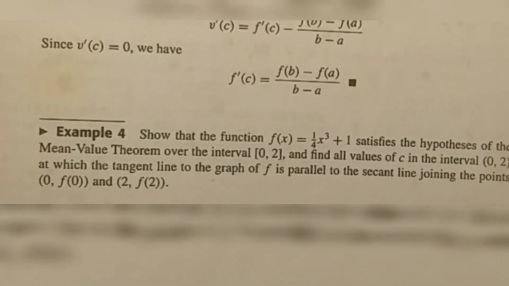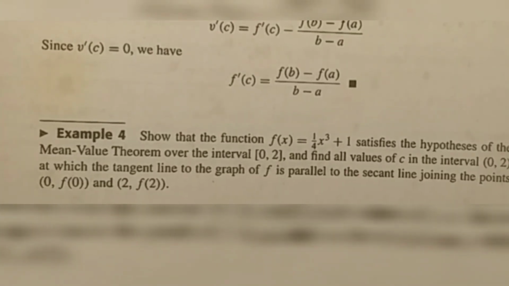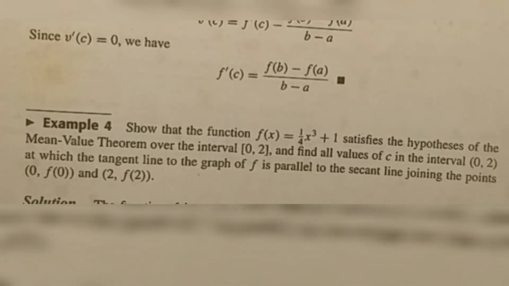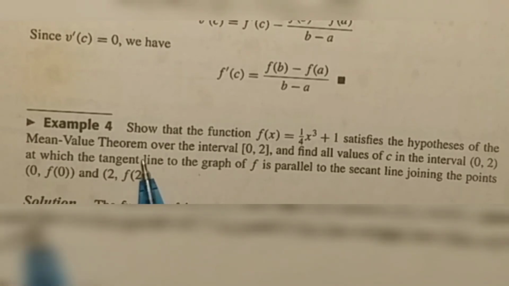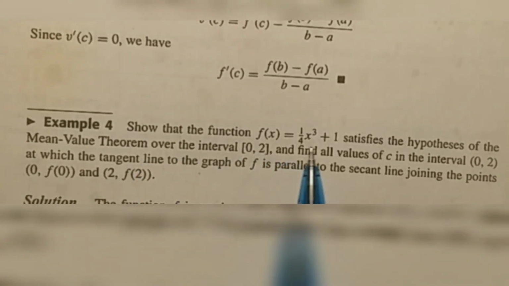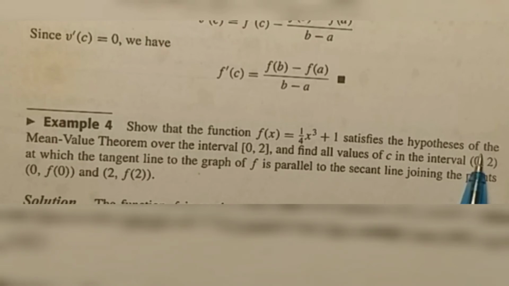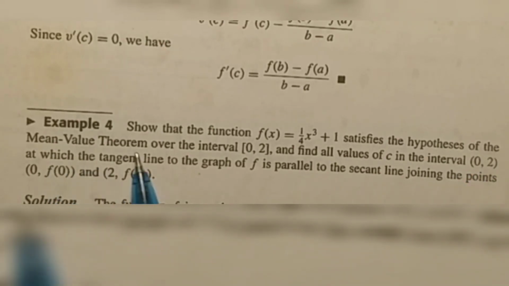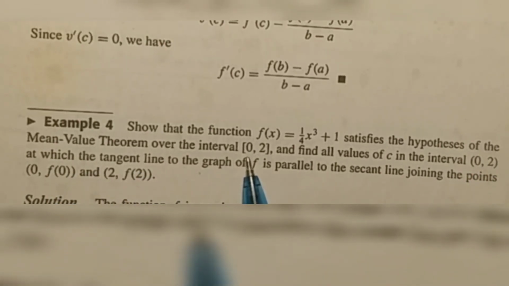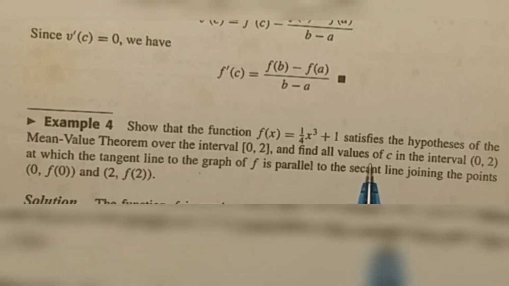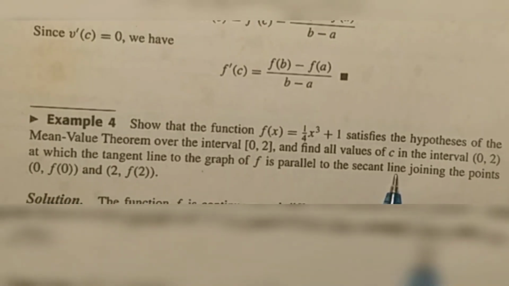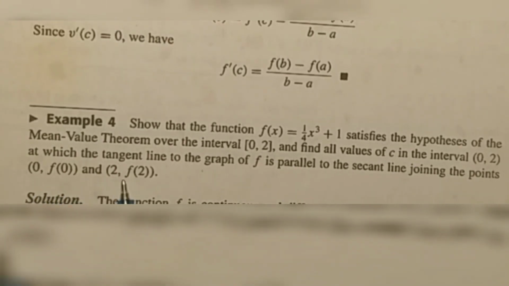Okay, so let us take also this example. It says here: show that the function f satisfies the hypothesis of the mean value theorem over the interval [0, 2] and find all values c in the interval (0, 2) at which the tangent line to the graph of f is parallel to the secant line joining the points (0, f(0)) and (2, f(2)).